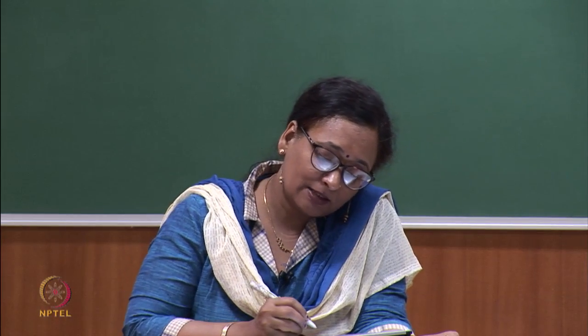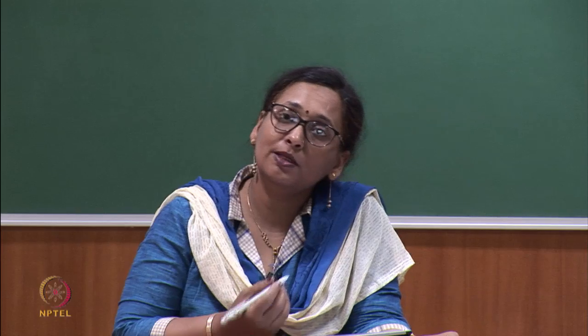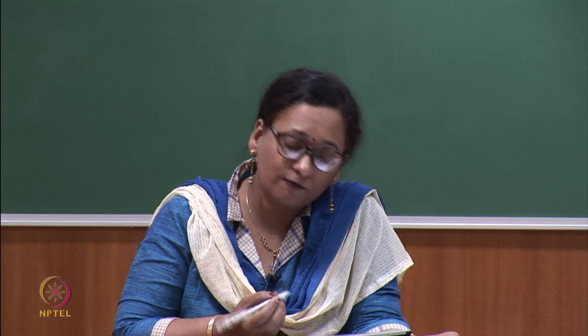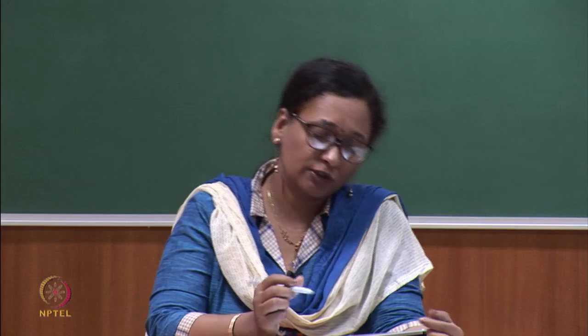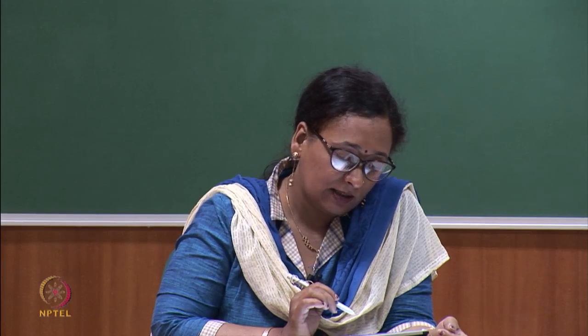Let me ask two questions. What will be the dimension of the vector space R2? The answer should be 2. What will be the dimension of the vector space LP, where p is greater than 1, which I have defined just now? The dimension of this vector space will be infinite. So this is called an infinite dimensional vector space, and this is called a finite dimensional vector space. It should be clear to you what the difference between finite dimensional and infinite dimensional spaces is.